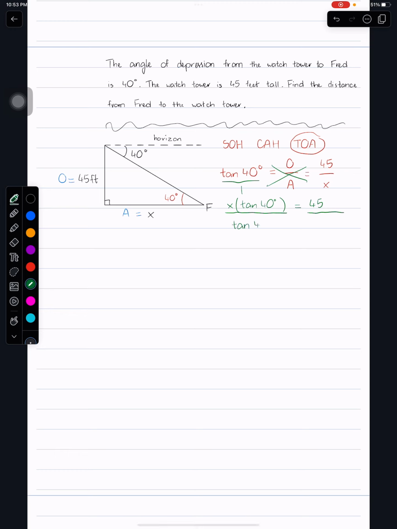And we can definitely do this in a calculator, right? Just make sure that your calculator mode is in degrees, not radians, or else you're going to get a wrong answer. And after that, the final answer would be approximately equal to 53.63 feet. Okay, because this is the distance between Fred and the tower. So this is our final answer. Let me just box it.